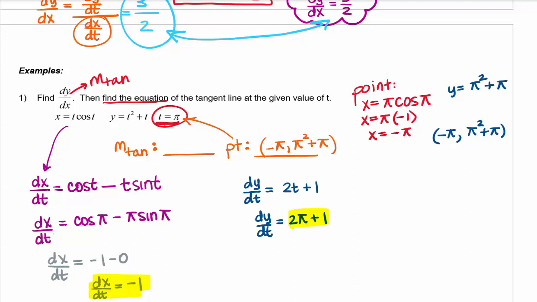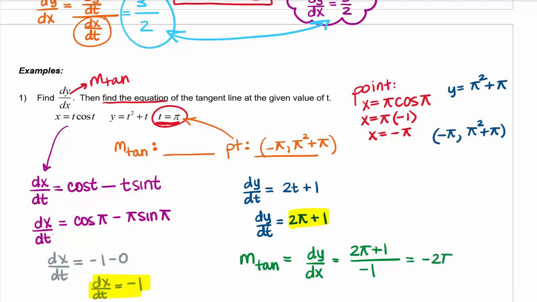So my slope of my tangent line is dy/dx, and that'll tell you the order in which you divide. So it's your dy/dt over your dx/dt, which was -1. And I do think I'll just distribute that -1. I don't know, you don't have to.